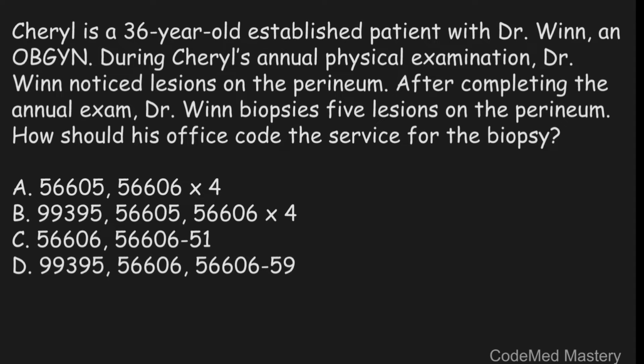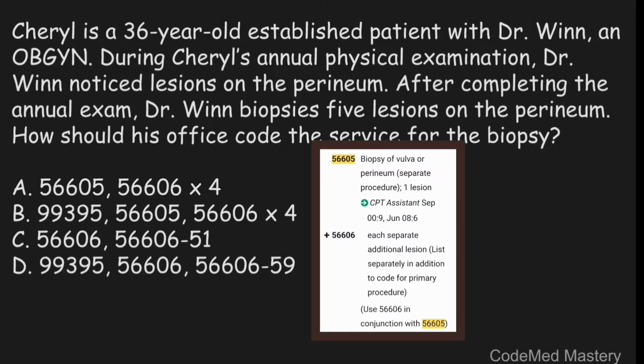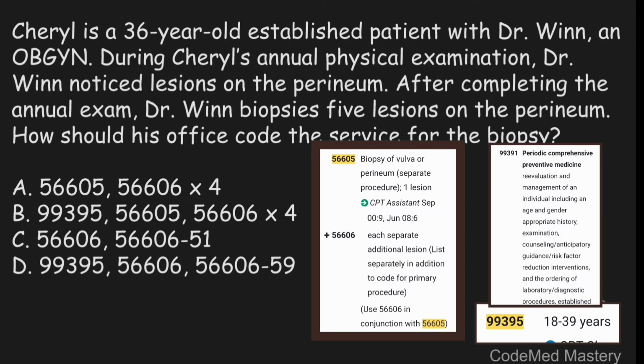The code 56605 is for biopsy of vulva or perineum, one lesion. And the code 56606 is for each separate additional lesion. Now check the code 99395. The code 99395 is an E/M code that is for periodic comprehensive preventive medicine, 18 to 39 years.